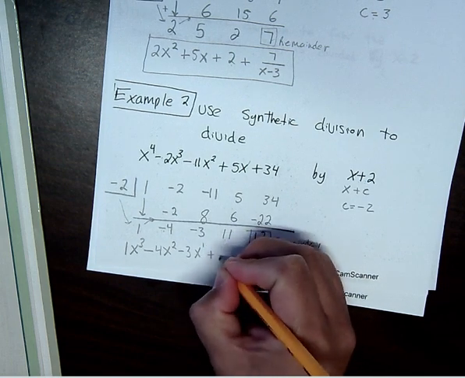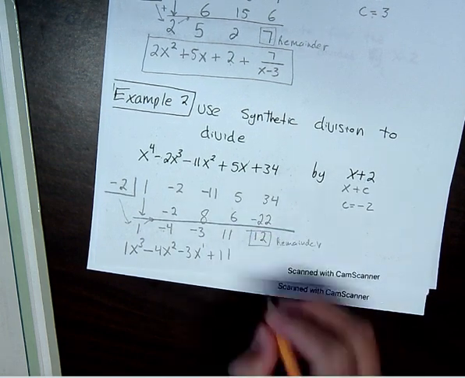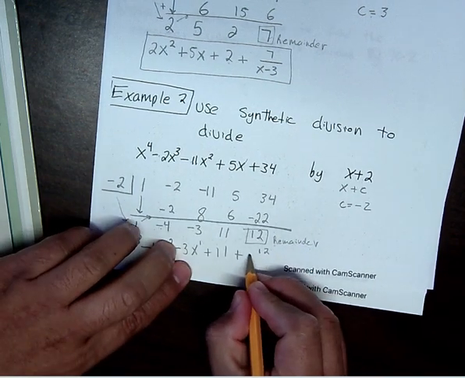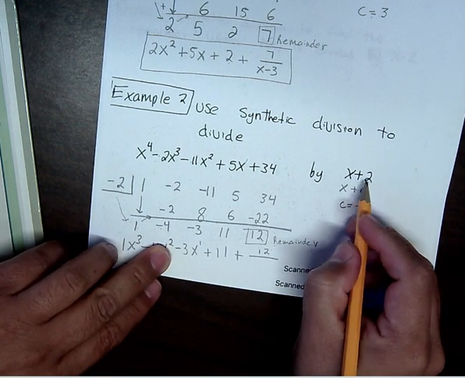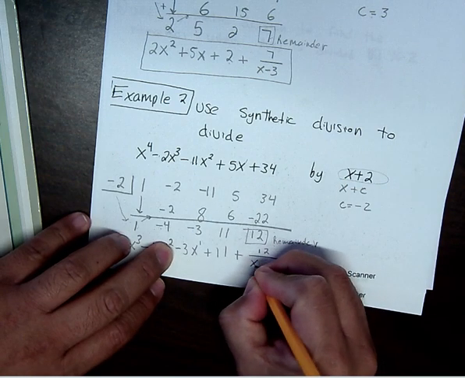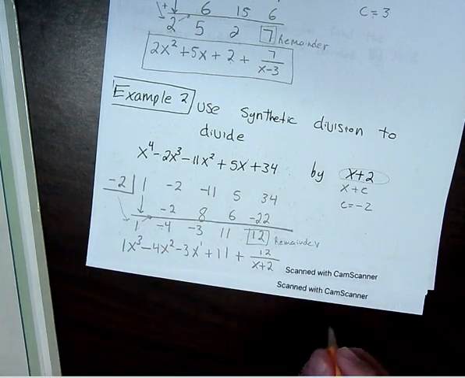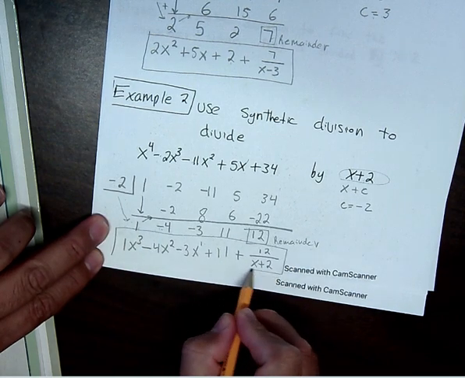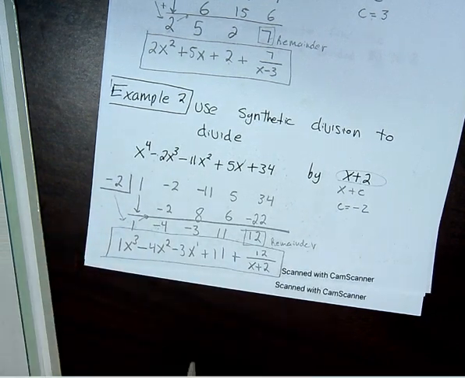Plus, this is +11. Plus a remainder. So the remainder, you put it like that over the divisor, the original, which is x plus 2. And that would be your answer for example 2.